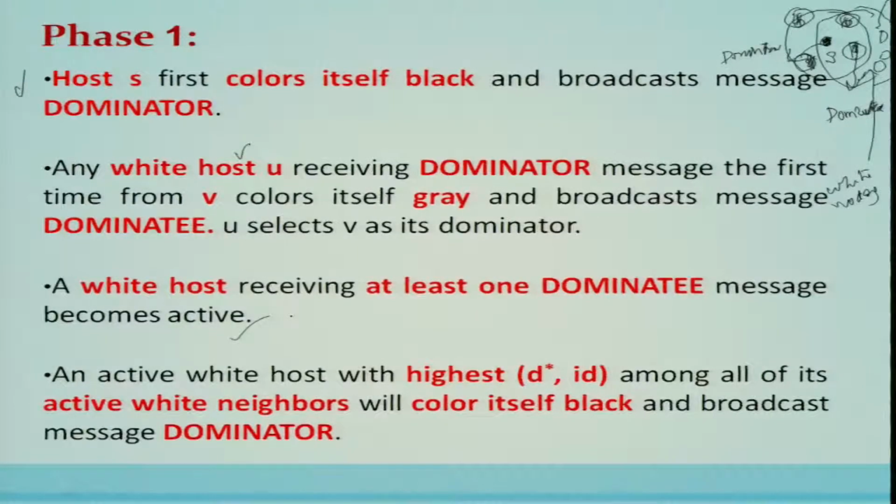An active white host with the highest (D star, ID), where D star is the effective degree and the ID which will form the total order among all of its active white neighbors, will color itself black. That means among those white neighbors, the one with the highest D star and ID will color itself black, and broadcast a dominator.